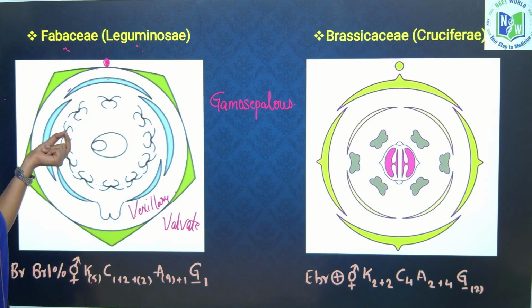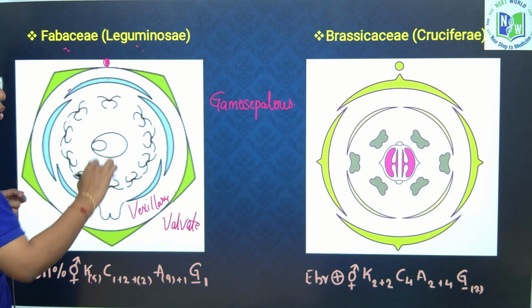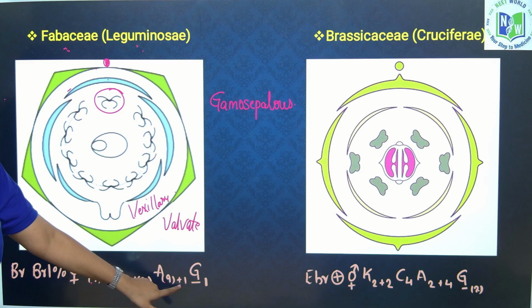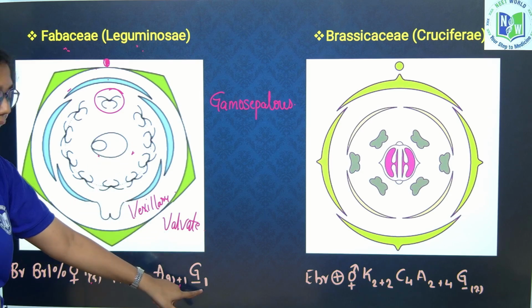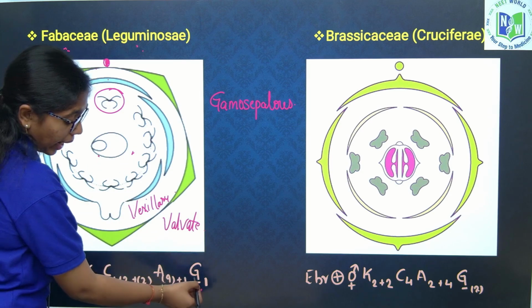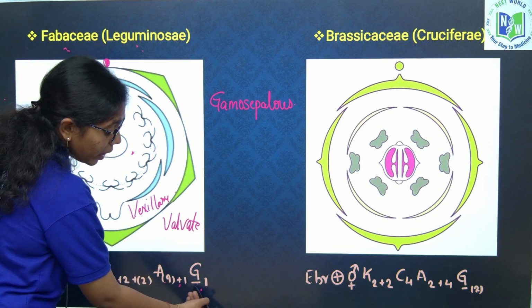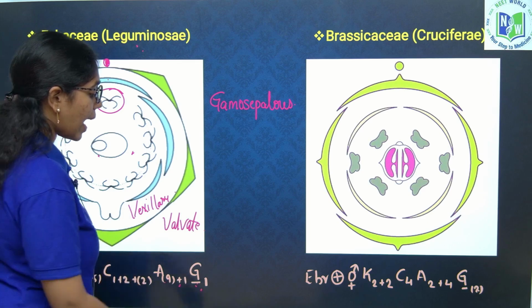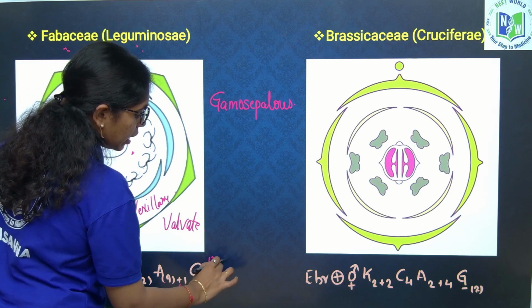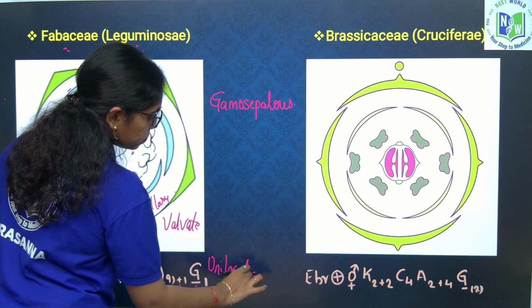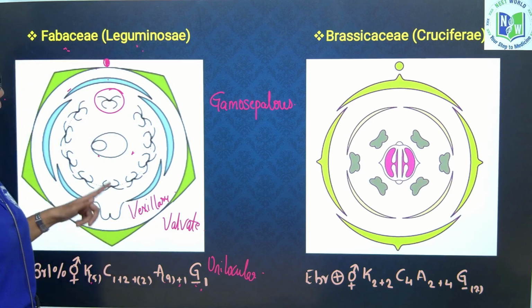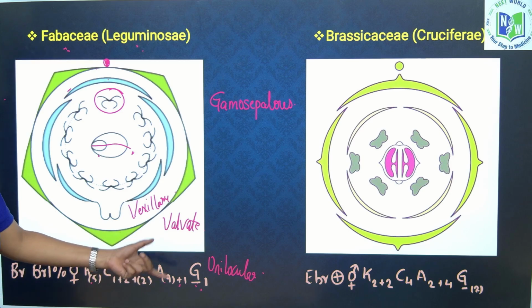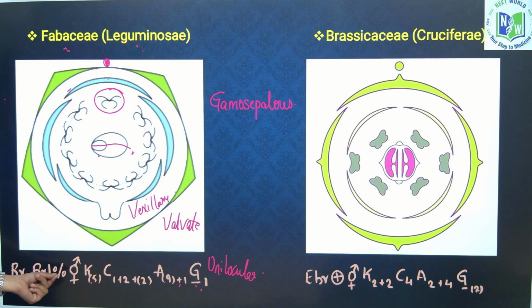Next to this, androecium: 9 are fused and 1 is free. 9 fused plus 1. And at the center you have 1 gynoecium, with superior ovary. Superior ovary means what flower? Hypogynous flower, and it is unilocular, following marginal placentation. So this is what you can learn from the floral diagram.